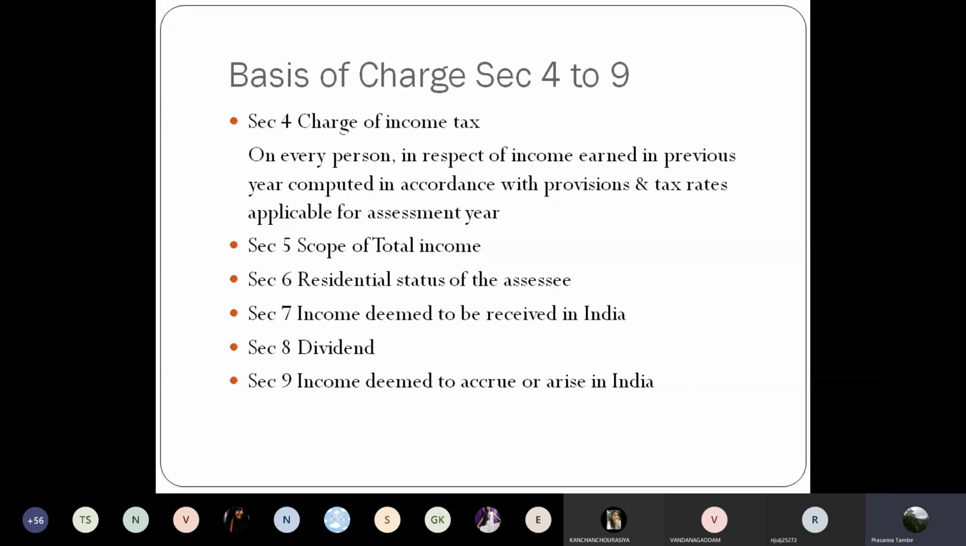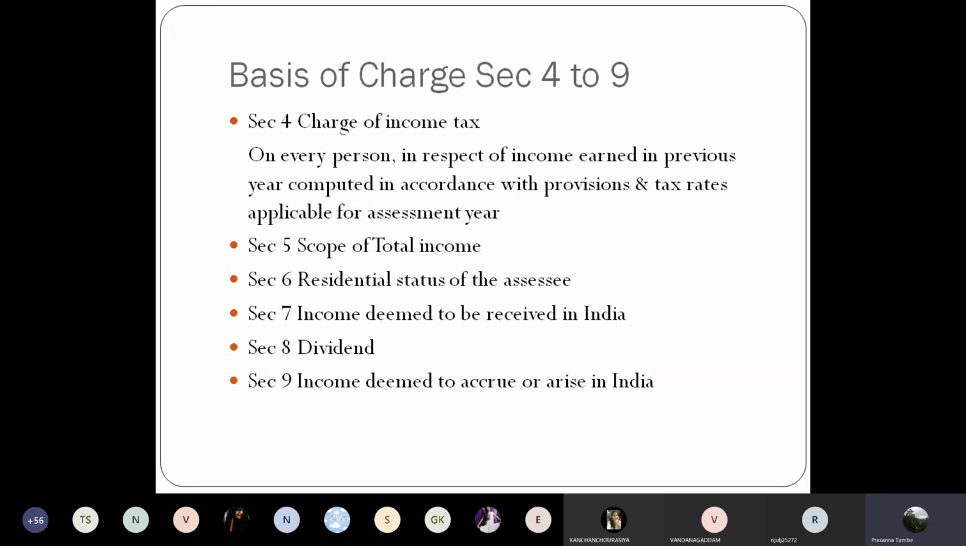Section 4 is a general section called the charging section or charge of income tax. Section 5 is scope of total income. It tells you what is the scope of income of a person, that is what should be included in your income and what can be excluded from your income. Those are the things which are clarified in section 5.